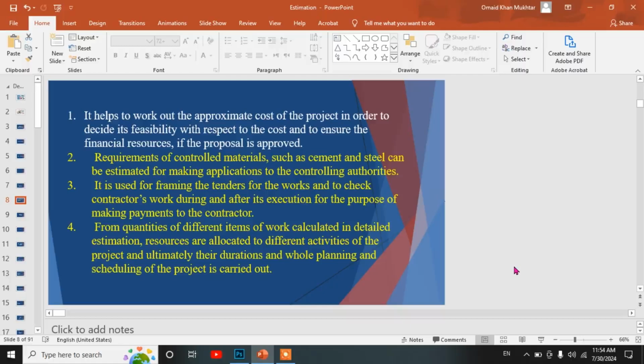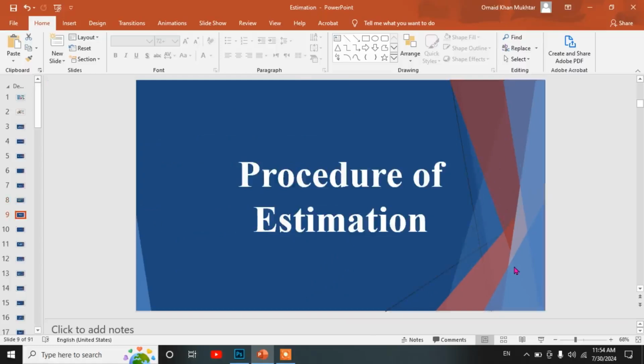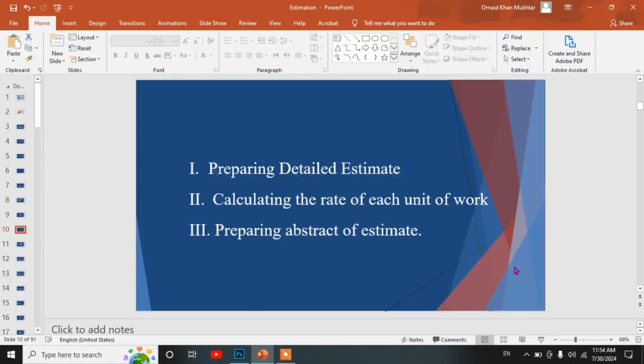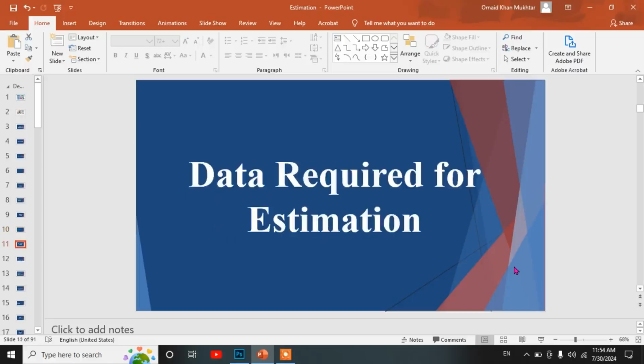Fourth, from quantities of different items of work calculated in detailed estimation, resources are allocated to different activities of the project and ultimately their durations. Planning and scheduling of the project is carried out. Procedure of estimation. First, preparing detailed estimate. Second, calculating the rate of each unit of work. Third, preparing abstract of estimate.